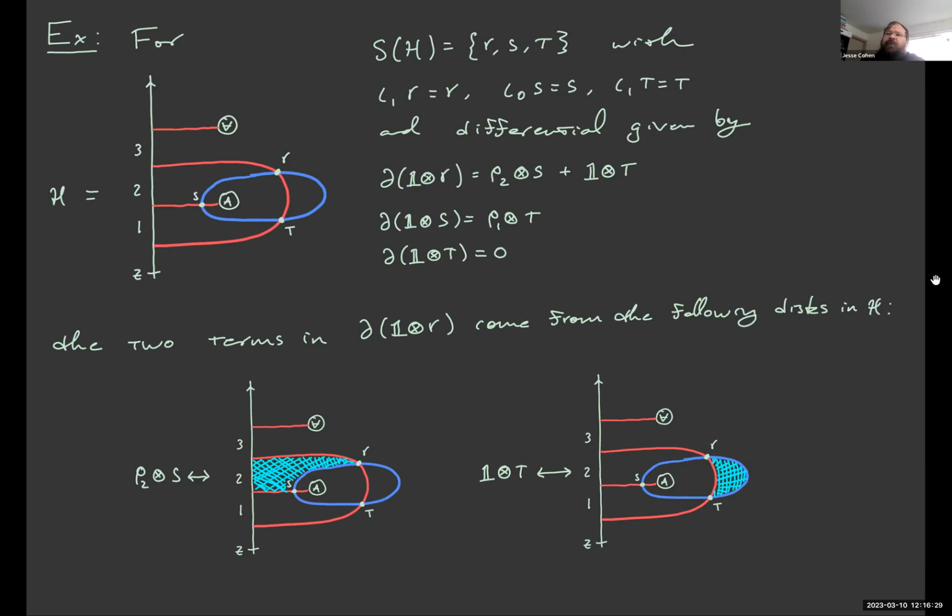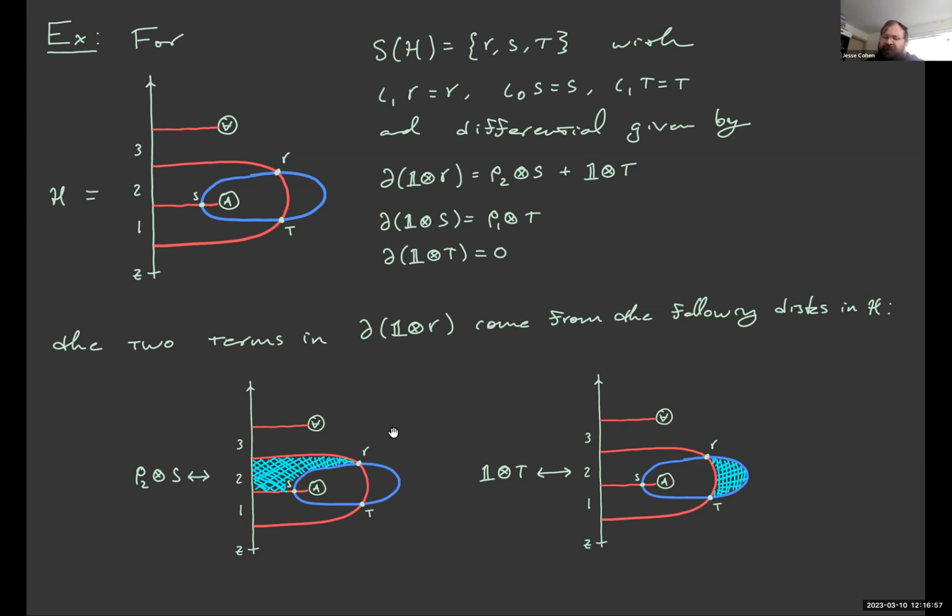So for example, if we look at this Heegaard diagram for the infinity framed solid torus that we saw before, there are three generators because this is genus 1. So we have R, S, and T. The idempotents are iota 1 for R and for T, and iota 0 for S. And the differential of, for example, 1 tensor R is rho 2 tensor S plus 1 tensor T.